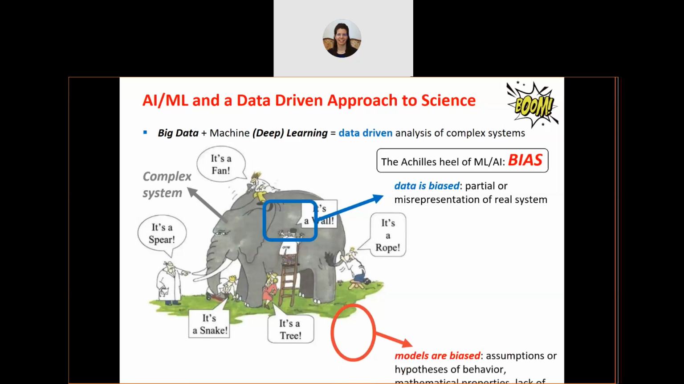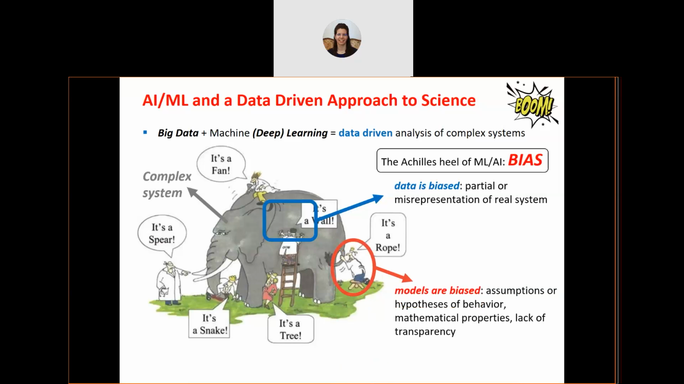But not only the data. In this example, the different researchers or the machine learning models that we are using are also biased. And why is that? Because each machine learning model, you can think about that as a kind of filter. It's a filter that has its own properties, its own assumptions or hypotheses of behavior of the analysis that it has to do. It has specific mathematical properties. Sometimes these models are very complex and they lack transparency.